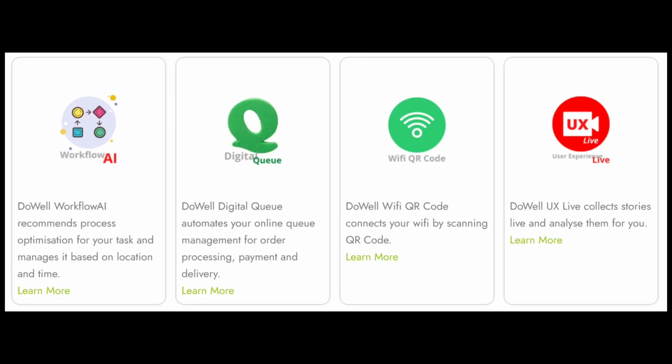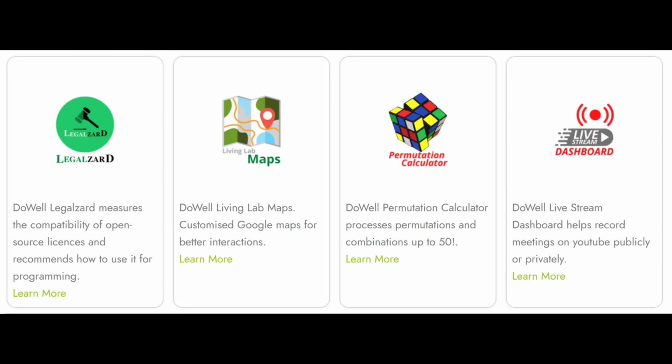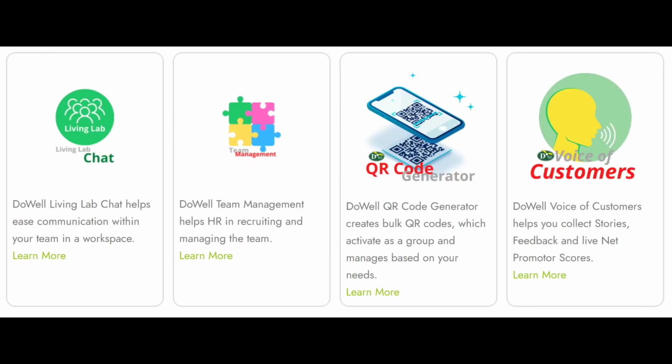Discover how the Dowell Login API powers authentication across all products within the Dowell UX Living Lab, including Dowell Workflow AI, Dowell Digital Queue, Dowell Wi-Fi QR Code, Dowell UX Live, Dowell Social Media Automation, Dowell CX Live, Living Lab Scales, Dowell Logo Scan, Dowell LegalCert, Dowell Living Lab Maps, Dowell Permutation Calculator, Dowell Live Stream Dashboard, Dowell Living Lab Chat, Dowell Team Management, Dowell QR Code Generator, and Dowell Voice of Customers.